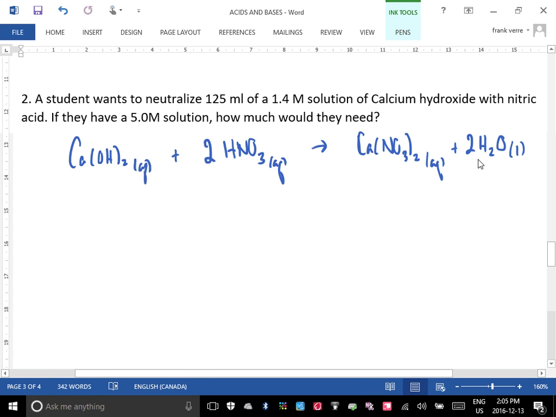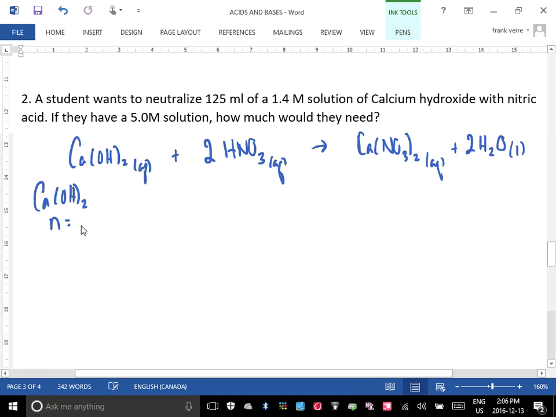So you can see that, again, these are strong acids and strong bases. So we don't have to worry about this problem with dissociation. So that means, in this case, 1 molecule of calcium hydroxide will react with how many molecules of nitric acid? 2. Okay. So let's first start off with calcium hydroxide and determine how many moles we have.